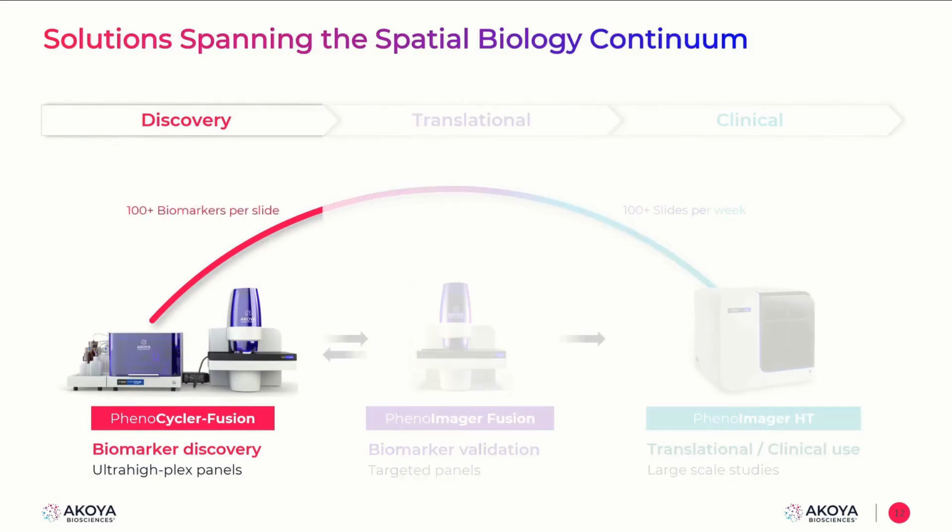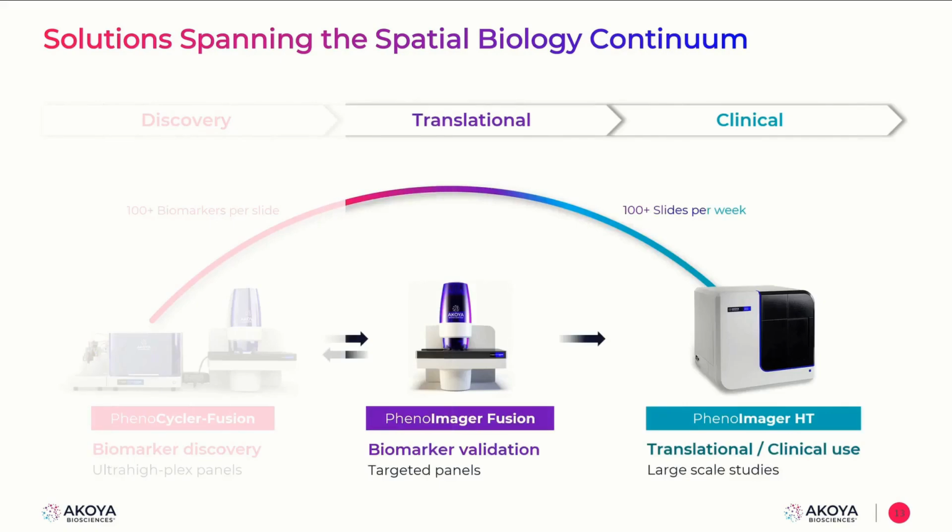On one end, we have the PhenoCycler Fusion, which is ideal for discovery work and for running ultra-high-plex panels with over 100 biomarkers per slide. And on the other end, we have the PhenoImager Fusion and the PhenoImager HT, which is ideal for translational and clinical applications, where one can apply targeted panels for large clinical cohort samples at a higher throughput.